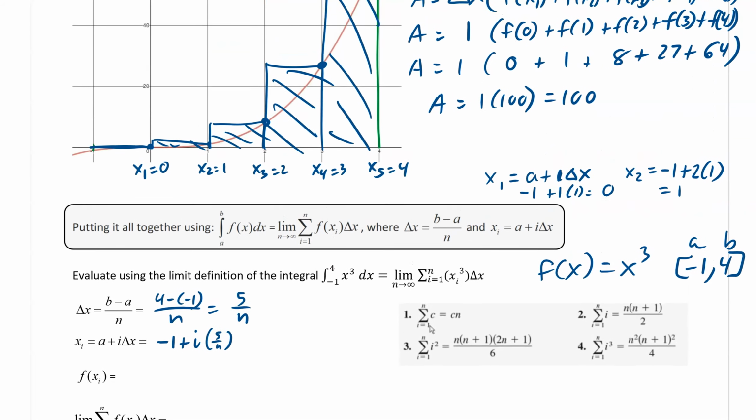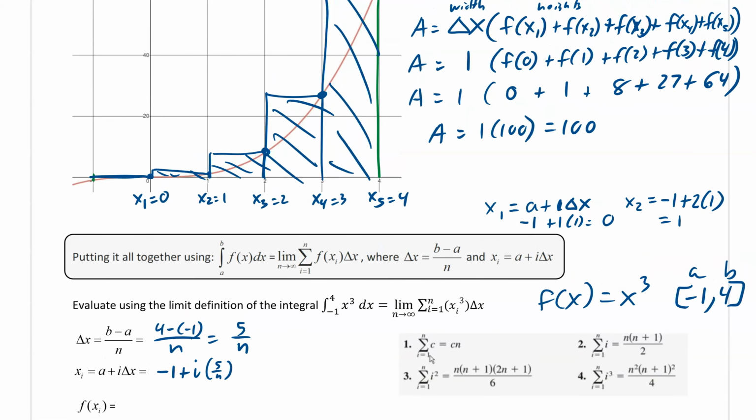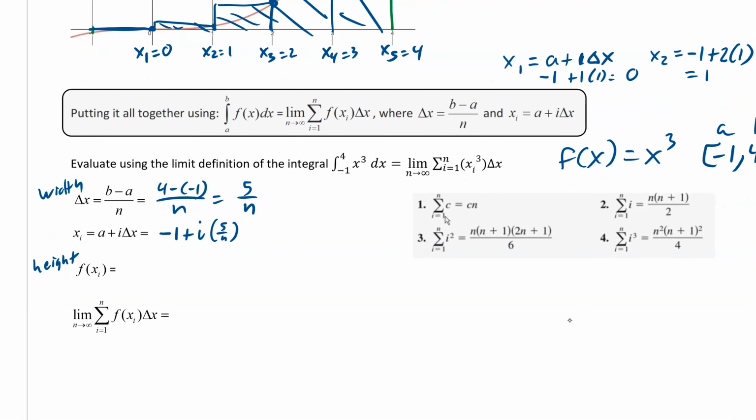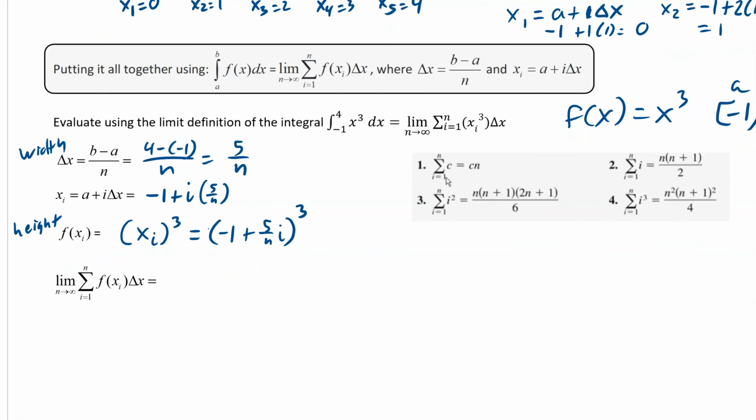So what do we do with those x's? Well, we plug them into our function so that we can find out the heights of our rectangles. So far we know the width of each rectangle. Now we need our height. Okay? So we plug those in. Our function f of x is x cubed. And so this is really going to become x sub i cubed. All I'm doing is replacing the x with x sub i. Now I can take what I know as my x sub i and plug it in. So we end up with -1. I'm going to switch those two and put the i on the outside and the cube. So now all we need to do is expand that.